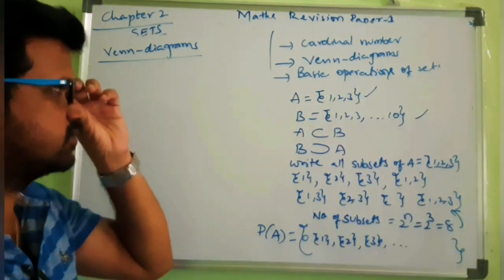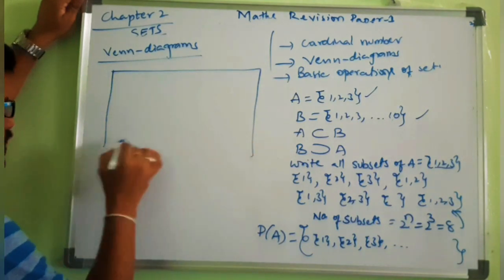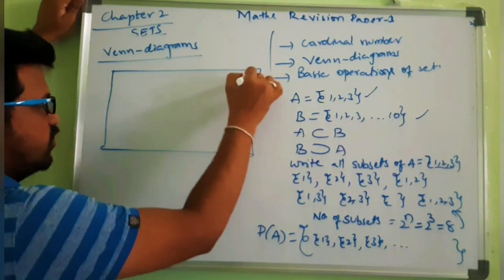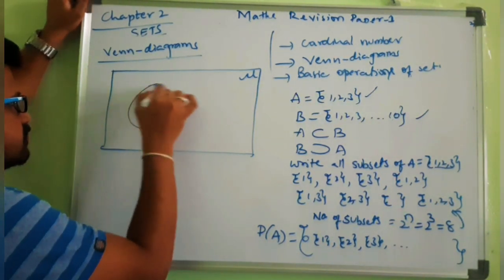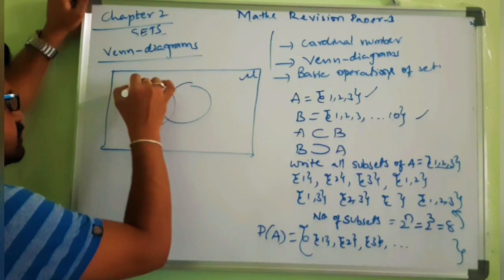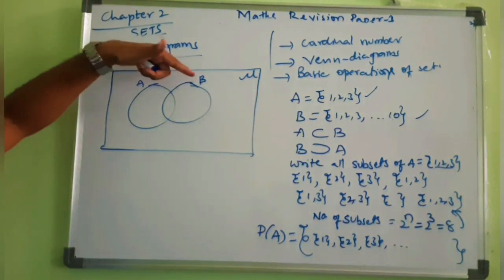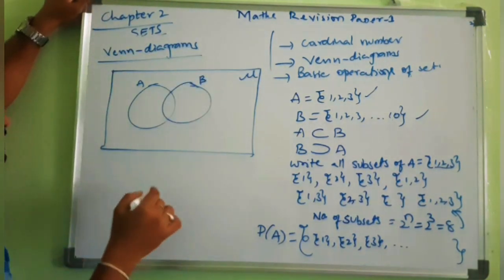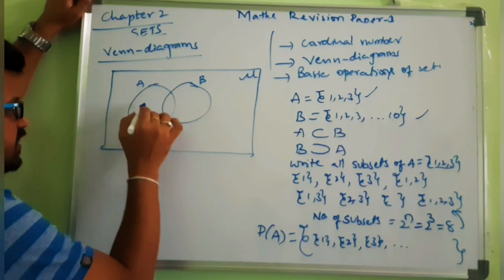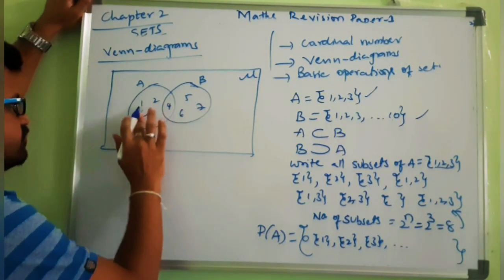Next is Venn diagrams. You know that you have to represent the universal set in a rectangular box. In this, A and B are other sets which are subsets of the universal set. So here, see, 1, 2, 3, 4, 5, 6, 7.